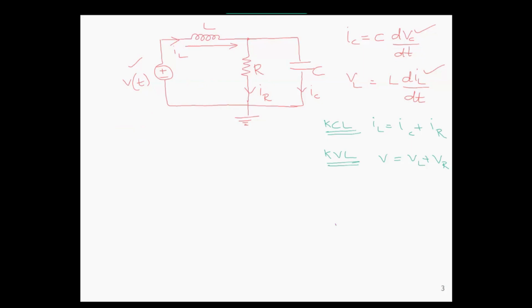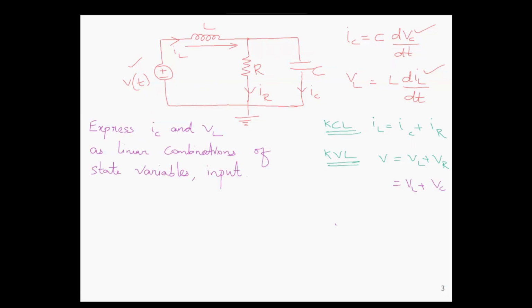Now the aim is to use these equations and write them in terms of the state variables. In this network, we notice that the voltage across the resistor and the voltage across the capacitor are the same because they are kept in parallel. So the voltages which are in parallel are the same. So this equation can also be written as VL plus VC. Now our aim is to express IC and VL as linear combinations of the state variables and the input voltage. That is how we model the electrical network.